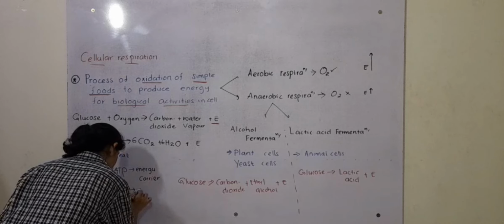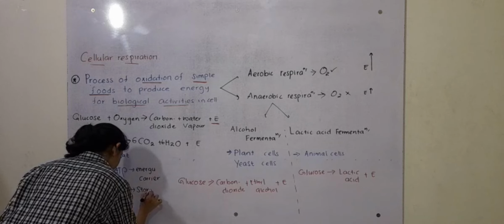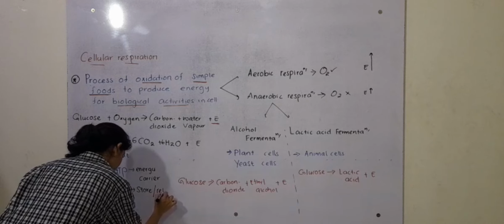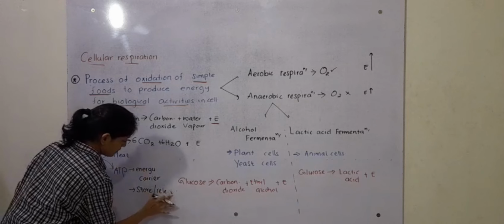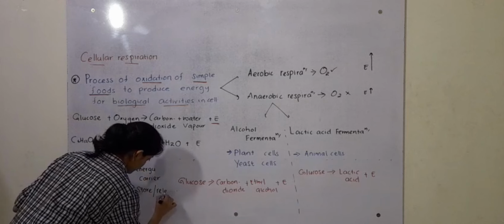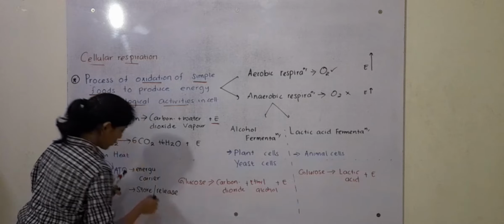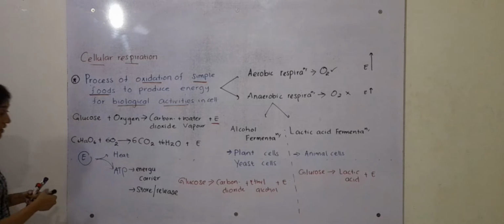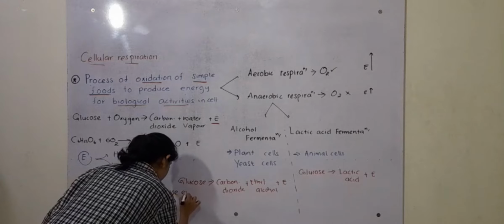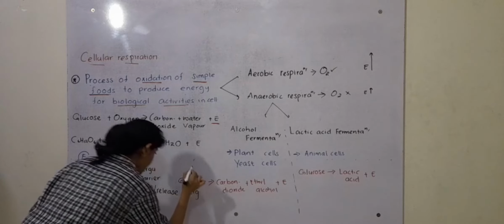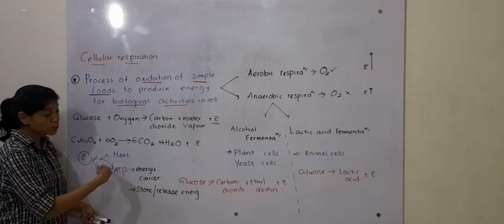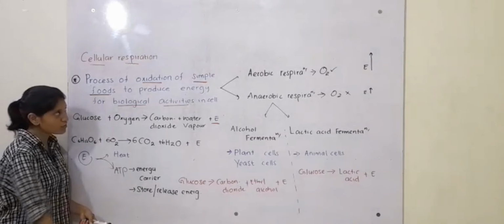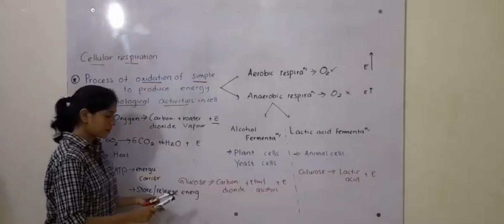Then store and release energy. So these are the three functions of ATP. This is called the universal energy carrier. Understood? So hope you understand this part.